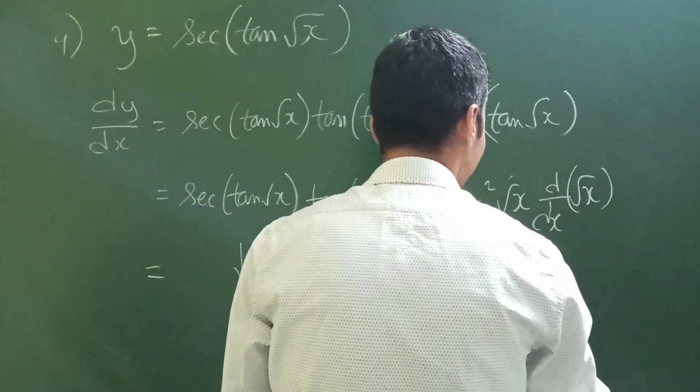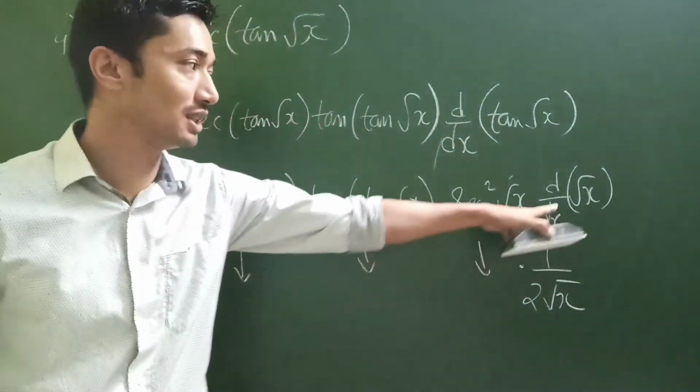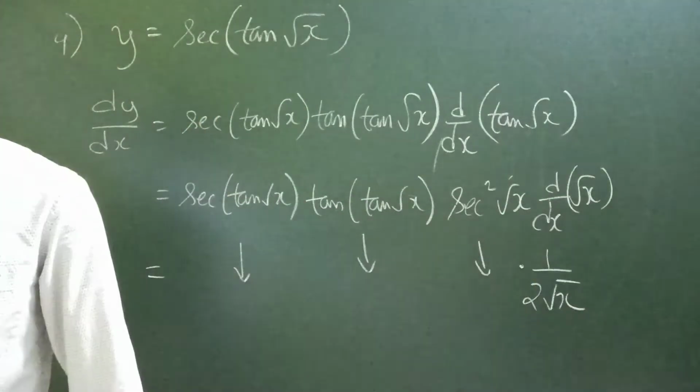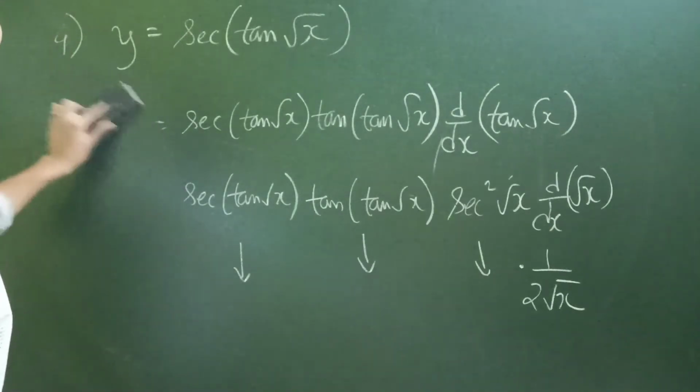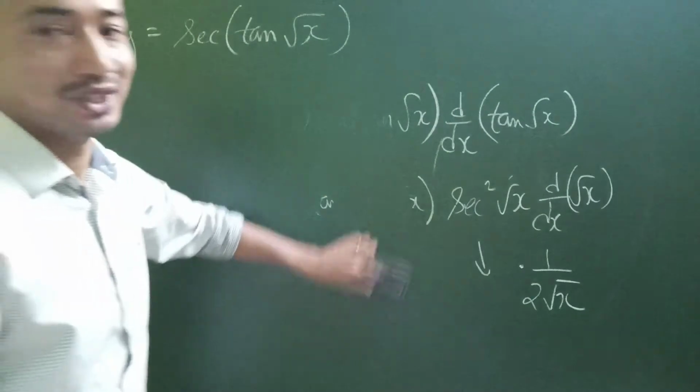So that's going to be 2 root of x. Just now as I told you, derivative of root x, straight away you can just write down 1 by 2 root of x. Okay? Alright. Mutual understanding between us, no?